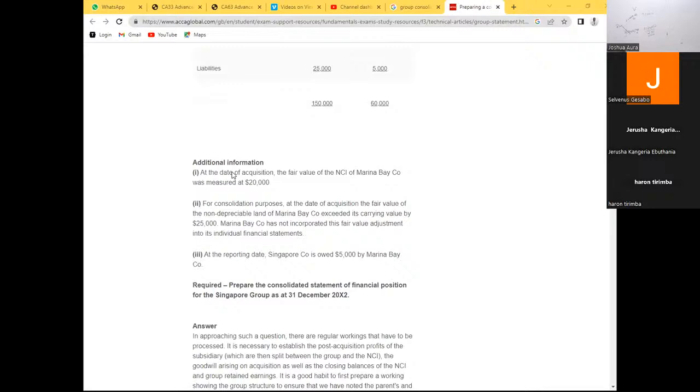For consolidation purposes, at the date of acquisition, the fair value of the non-depreciable land of Marina Bay Company exceeded its carrying value by $25,000. Marina Bay Company has not incorporated this fair value adjustment into its individual financial statements. At the reporting date, Singapore company owed $5,000 by Marina Bay Company. So they want me to do something very simple: prepare the consolidated statement of financial position for Singapore Group as at 31st December 2022, end of the year.